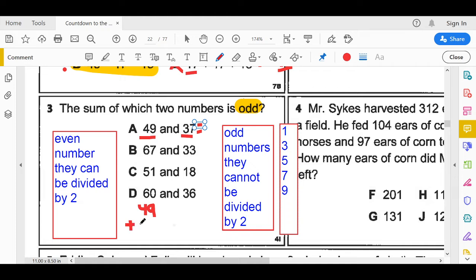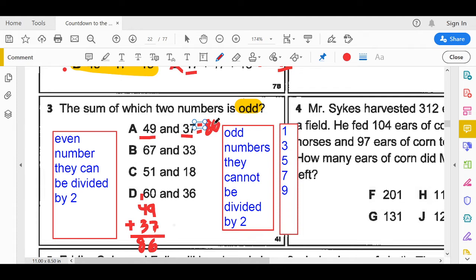Okay. So 49 plus 37. Let me add those two numbers. And 9 plus 7 is 16. So 6 and I carry 1. 1 plus 4 is 5. Plus 3 more is 8. So this one is 86.